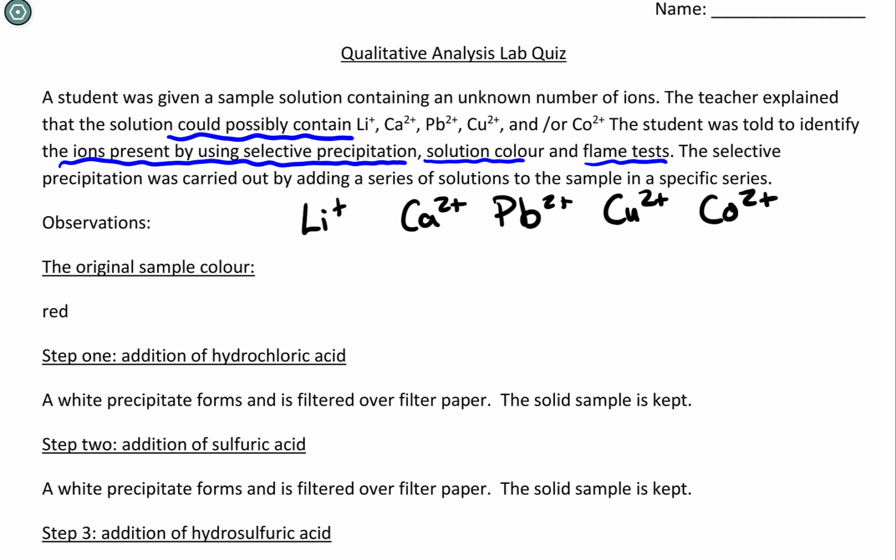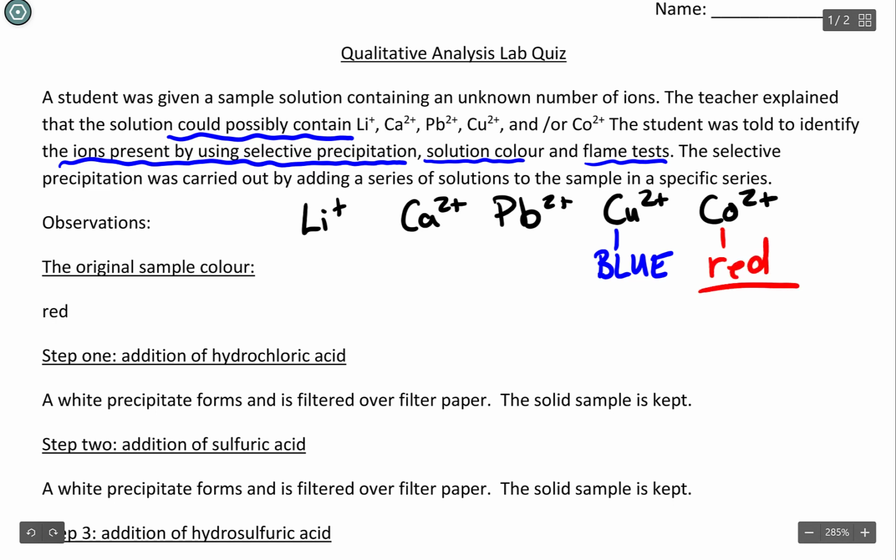Lithium is not there. Calcium is not there. Lead 2 is not there. Copper is. So copper 2, it says it's blue. And then it has cobalt 2 as well, and it says that cobalt 2 is red. So my original sample color is red, so I know that the cobalt 2 plus ion was there, so this has been confirmed that we do have it.